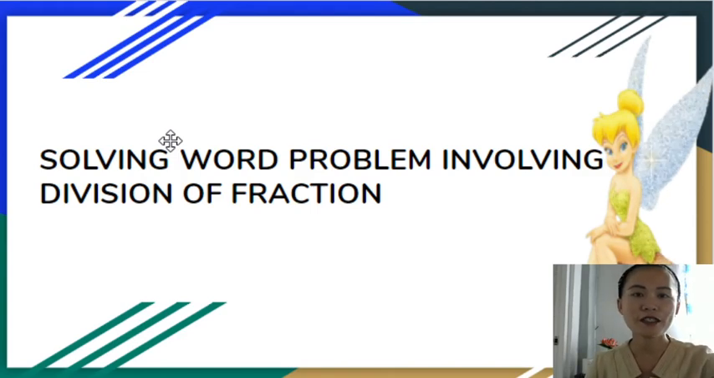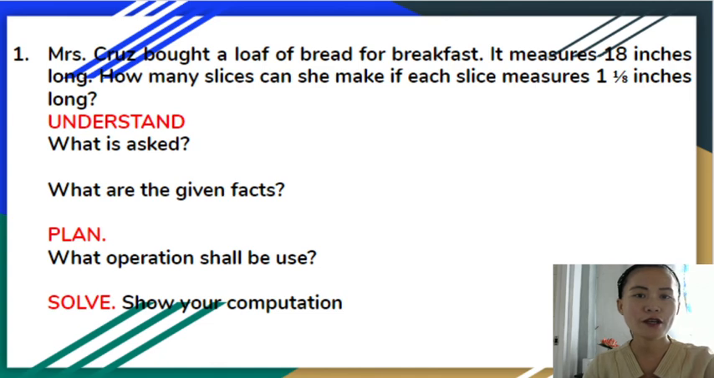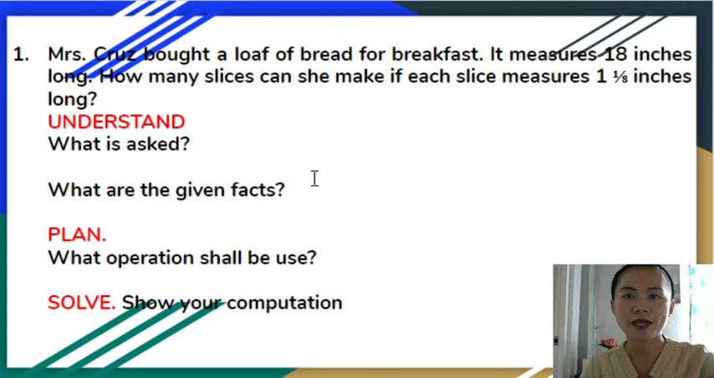Okay, so for our next topic is solving word problems involving division of fractions. Now we have here an example. Mrs. Cruz bought a loaf of bread for breakfast. It measures 18 inches long. How many slices can she make if each slice measures 1 and 1/8 inches long?